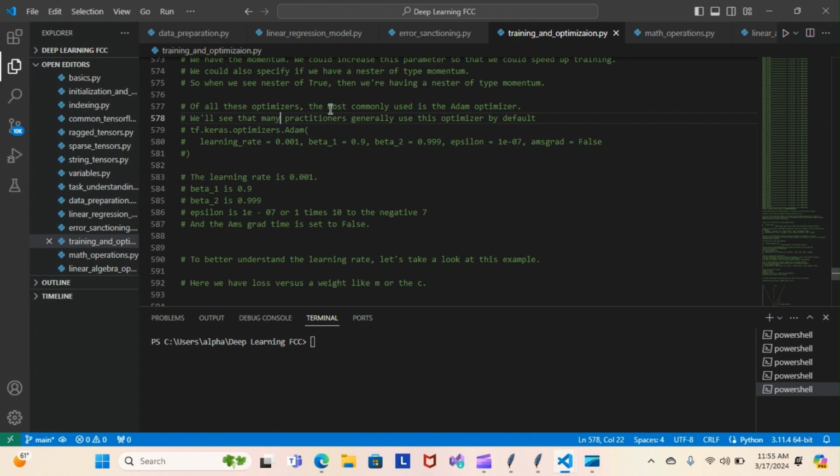Of all these optimizers, the most commonly used is the Adam optimizer. And we see that many practitioners generally use this optimizer by default. An example of that looks like this: tf.keras.optimizers.Adam. You have a learning rate of 0.001, beta_1 equals 0.9, beta_2 equals 0.999, epsilon equals 1e-07, and amsgrad equals False. This is listing out what's inside of the Adam optimizer. Again, I'm not going to go too much further into it.